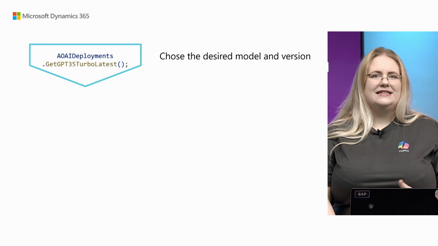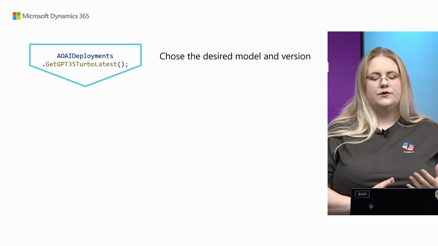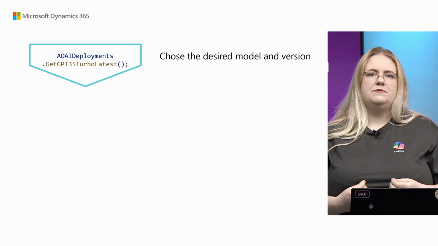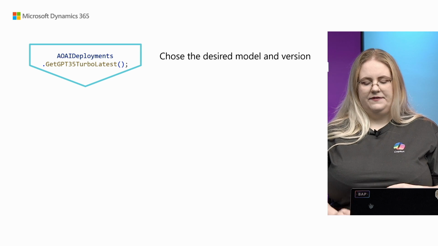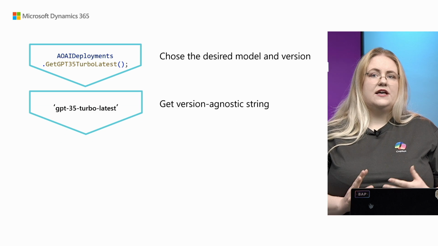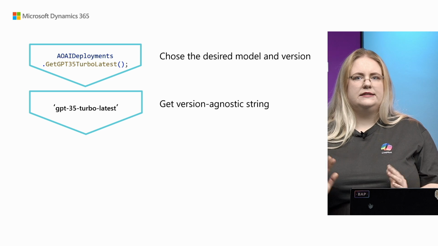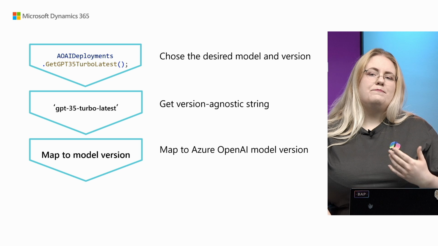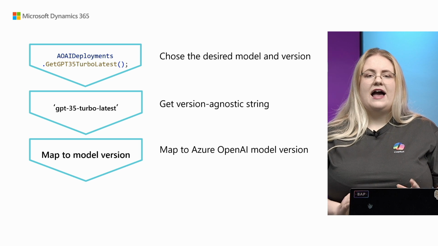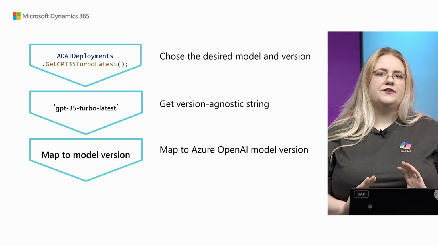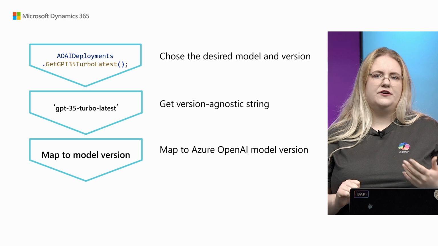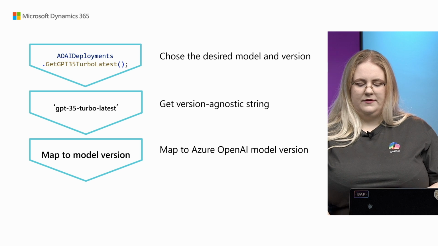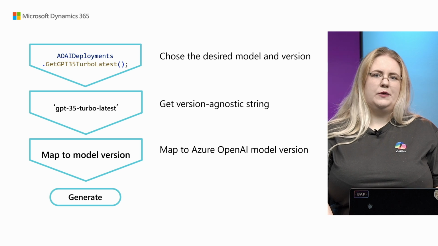And how do we implement this in our features? First, we choose the desired model and version. For example, my feature will be working on GPT 3.5 Turbo, the latest version. That gives us a version agnostic string that just mentions that it's the Turbo latest version. And then, before calling Azure OpenAI, I map it to the Azure OpenAI version that I consider latest, for example, the June model. And then generate the response.